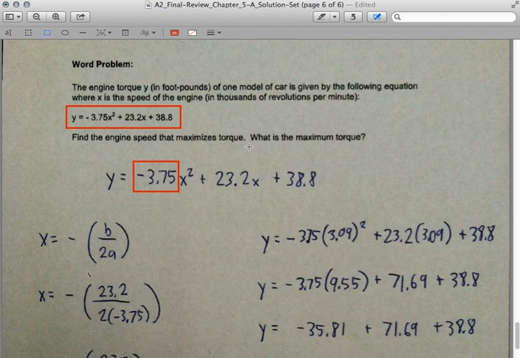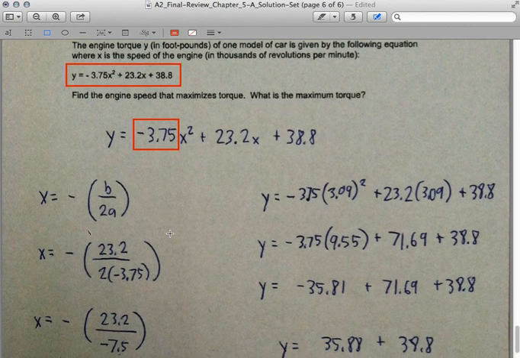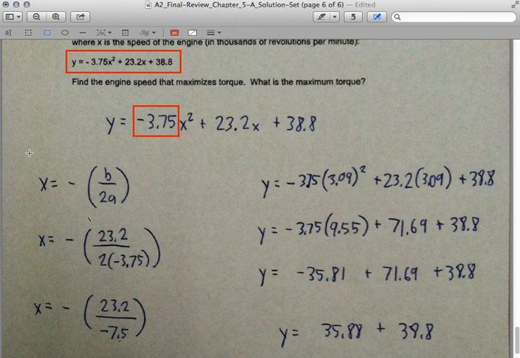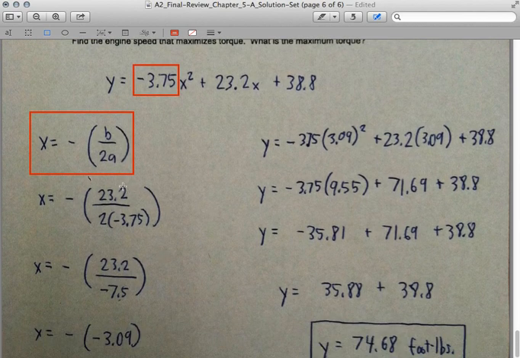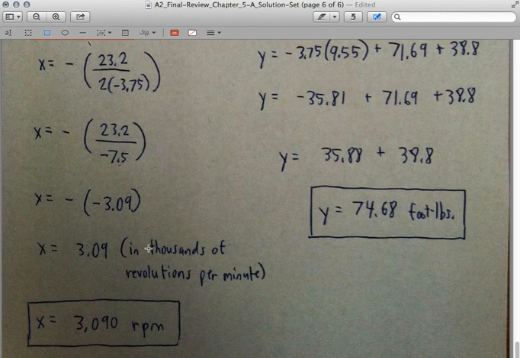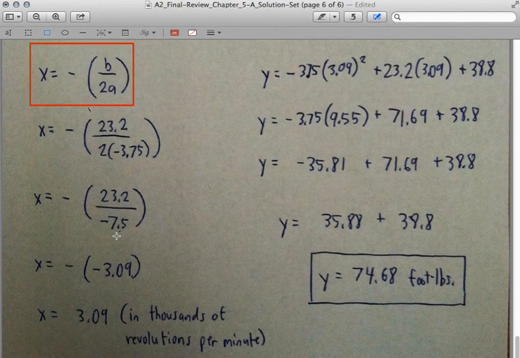And since that maximum point of a parabola is simply the vertex, this question is asking us, what is the x value of the vertex? What is the input value of the vertex? And since we know that the input value of the vertex is the axis of symmetry value, we can use our axis of symmetry formula, x = -b/2a, to calculate that engine speed that maximizes torque. I'm using my b and a values in this equation, and we can see that it produces a value of 3.09. That is in thousands of revolutions per minute. That is the engine speed that maximizes torque.